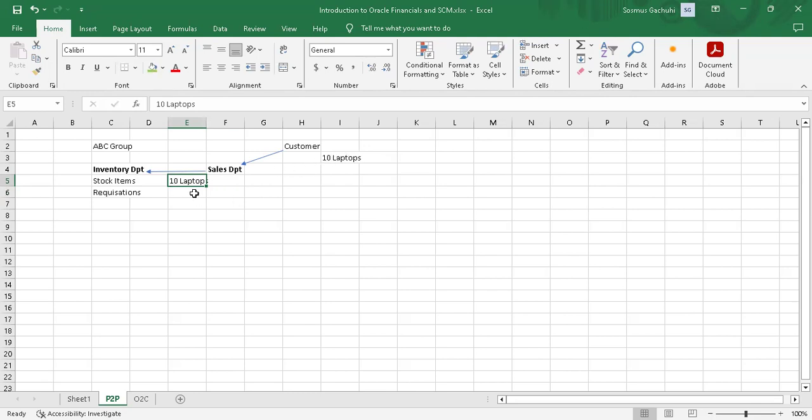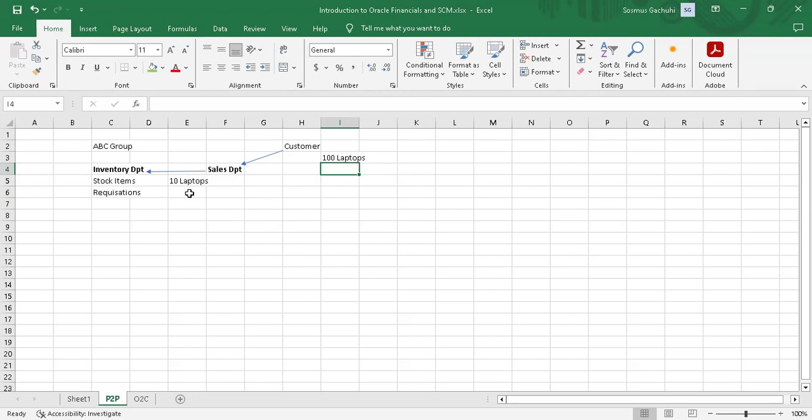But in a scenario whereby the customer requires 100 laptops, and once the sales department contacts the inventory department, they find they have only 10 laptops. So what happens?